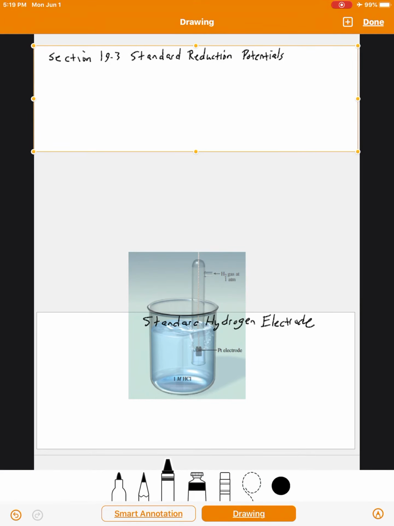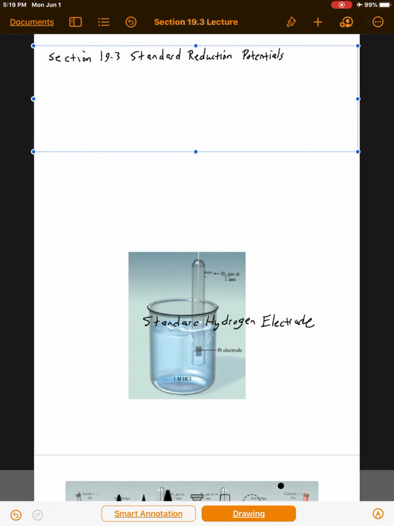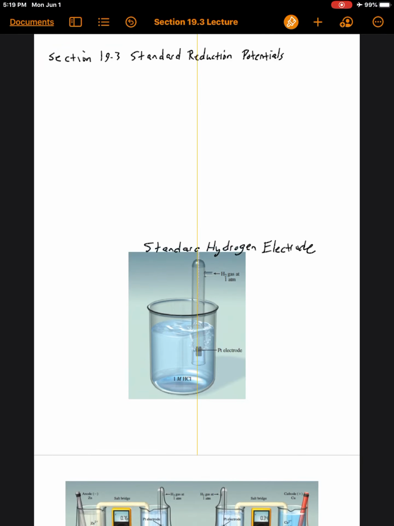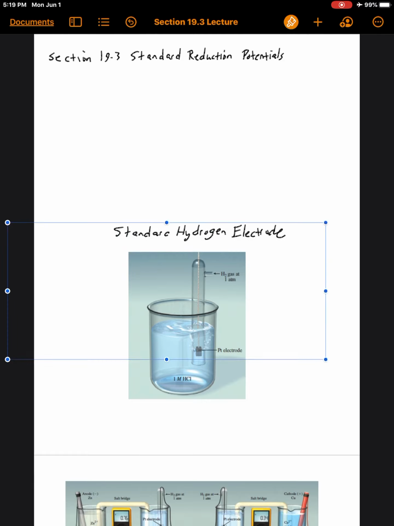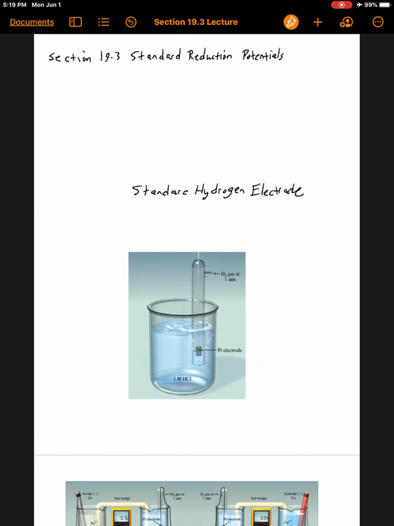Okay, this is section 19.3, the standard reduction potentials. This is an important section for figuring out how to analyze galvanic cells. So that's what we're going to work on doing here.